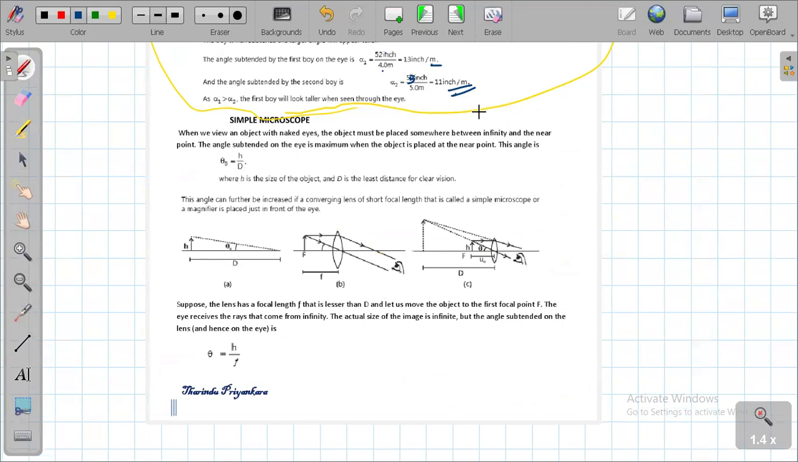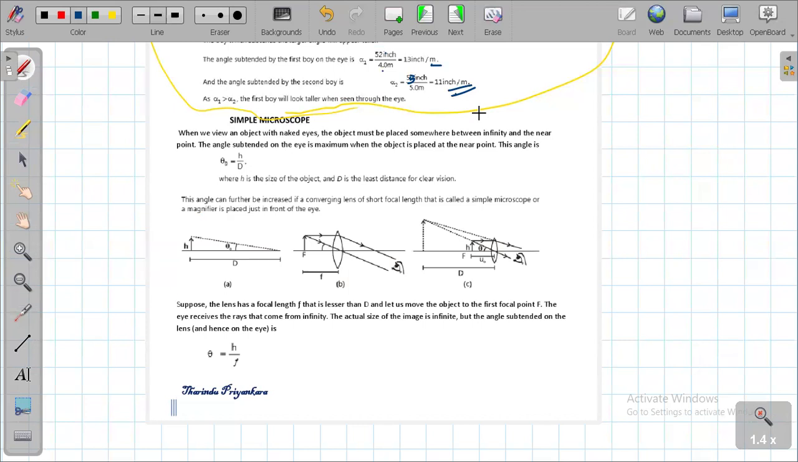Okay, the next thing, simple microscope. Now before that, let's write a very important thing. Visual angle, subtopic. Visual angle. Write this in a new line.